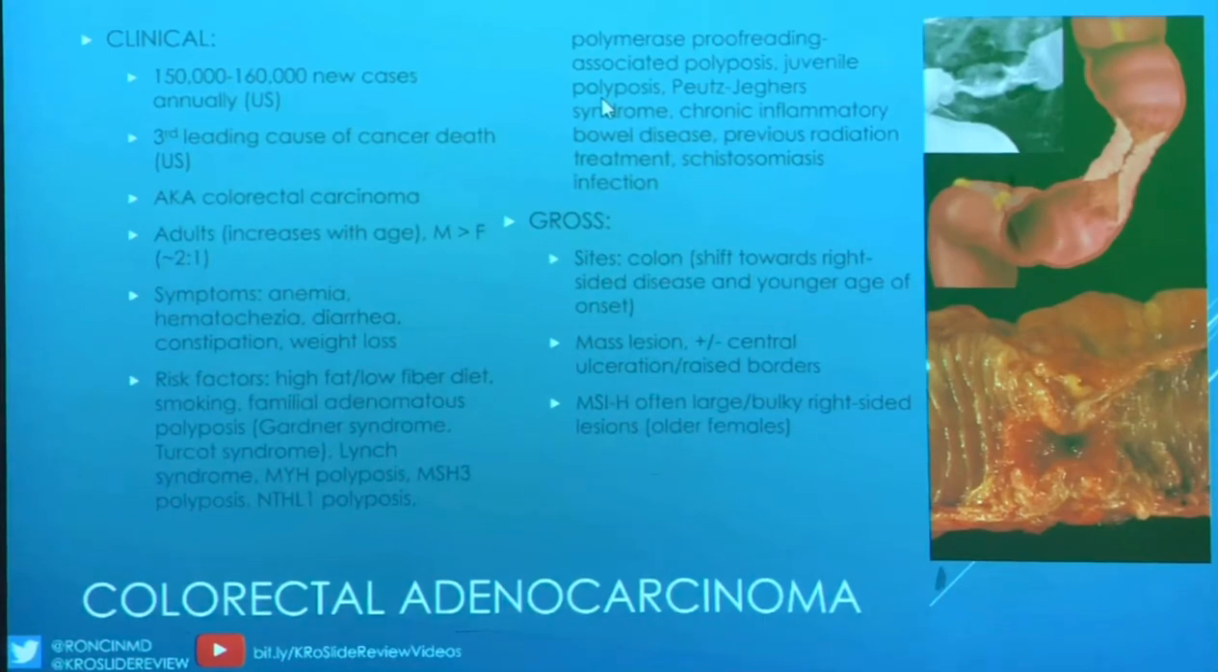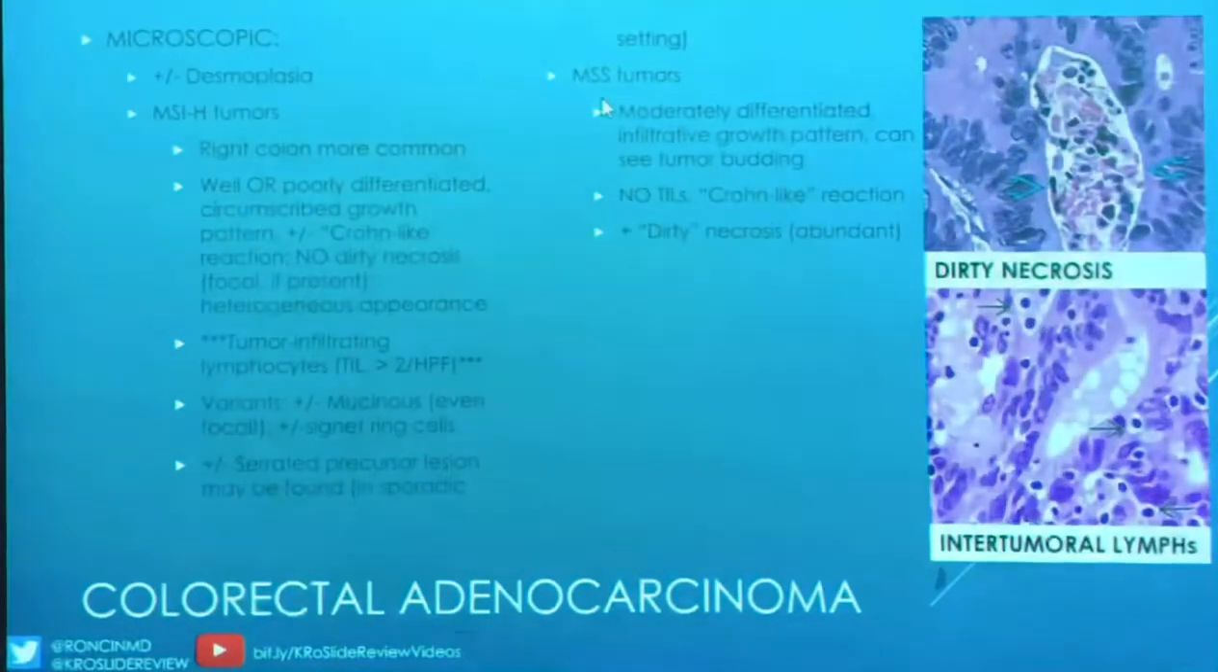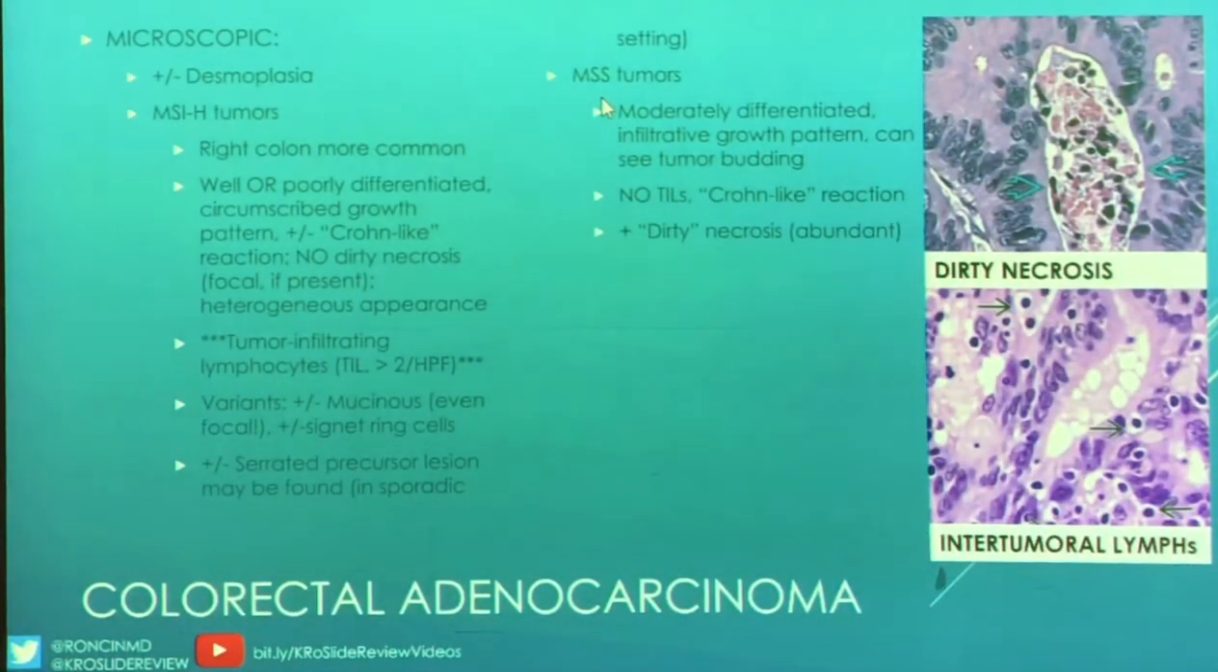Microsatellite unstable high are often the very large bulky tumors, and those are often in your older females. So it's not perfect, but again, if you had this huge right-sided cecal mass in a 75-year-old woman, you might anticipate her being MSI high. Microscopically, you may or may not see desmoplasia, so you see why we harped on that a little bit, because you don't always see it, which is somewhat counterintuitive for an invasive lesion.